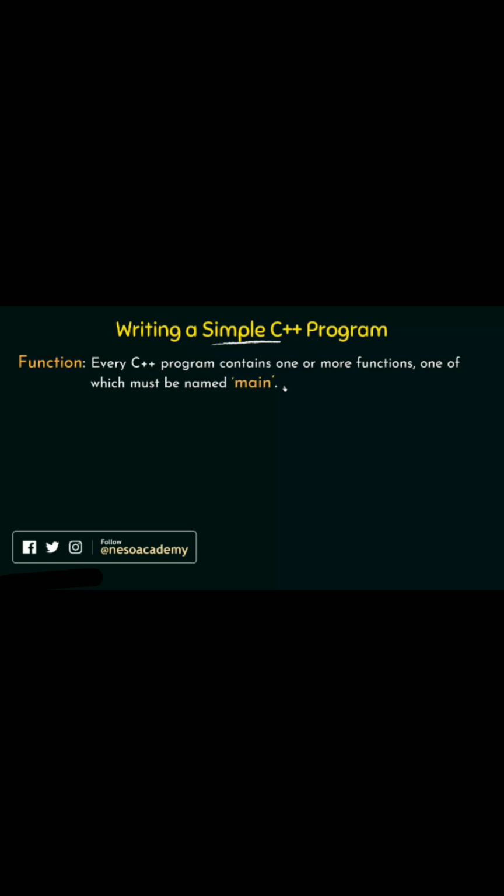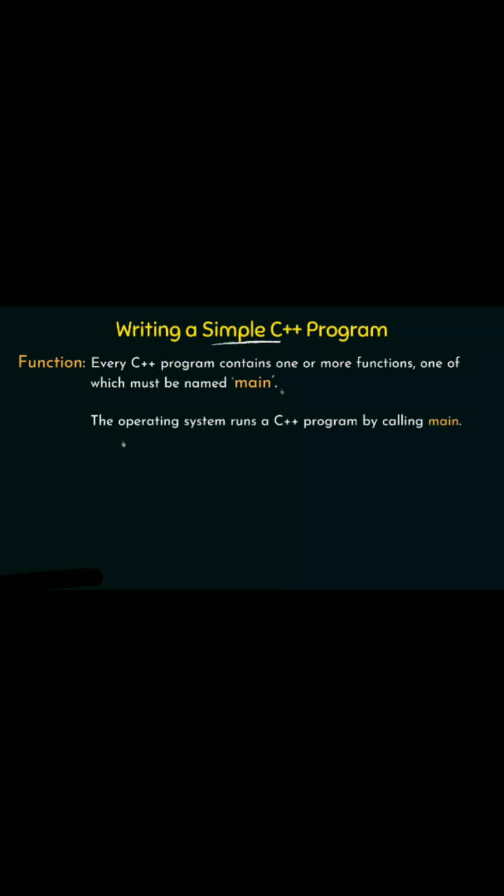Okay, so every program in C++ must contain at least one function, and one of the functions must be named main. So this is very important. The main function is one of the most important functions, and the operating system runs a C++ program by calling main. So whenever you run a C++ program, the first function that is going to be called is the main function. From the name itself, just try to understand what main is. Main means it is the main thing. So the main function is going to be called first whenever we run a program in C++.